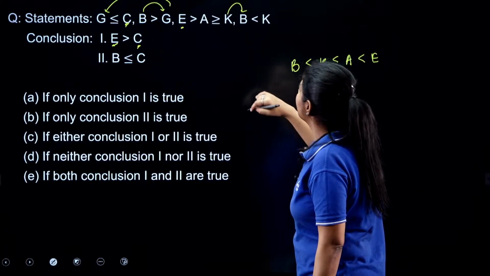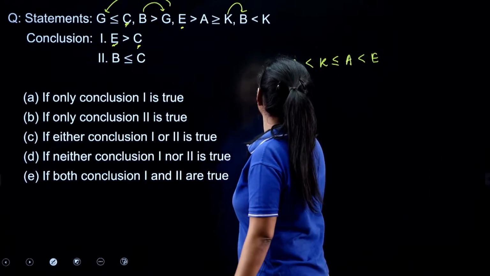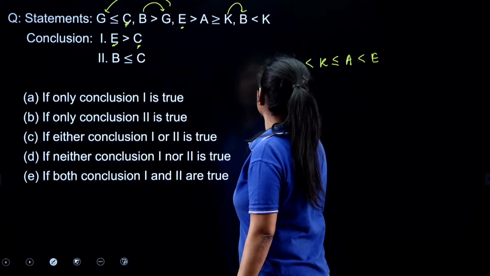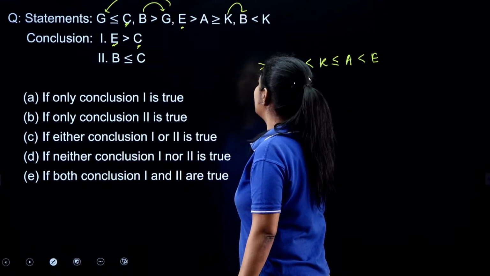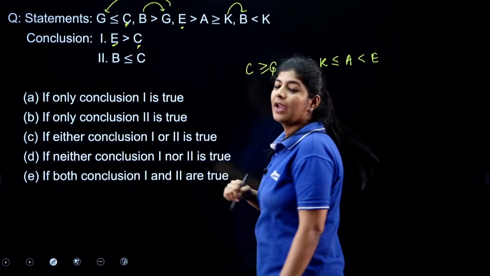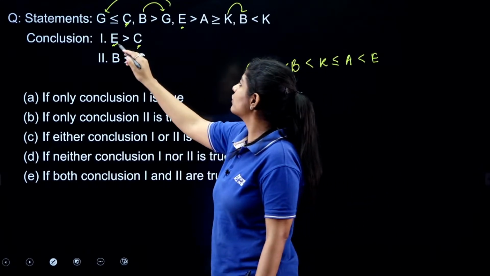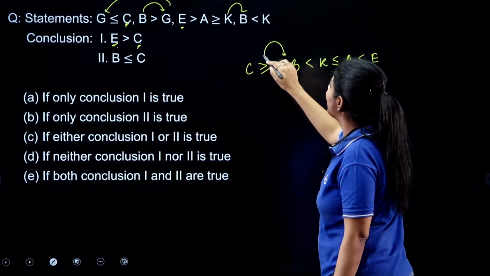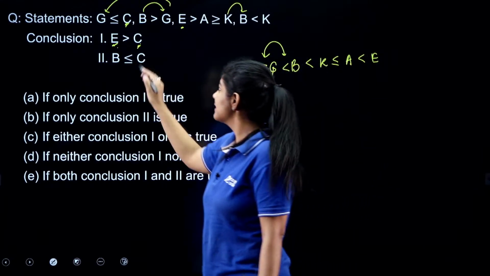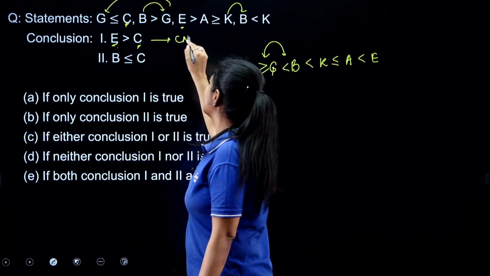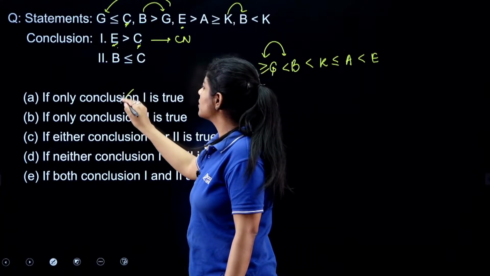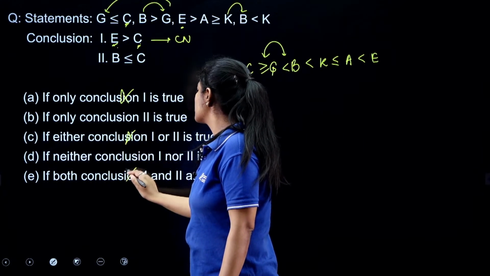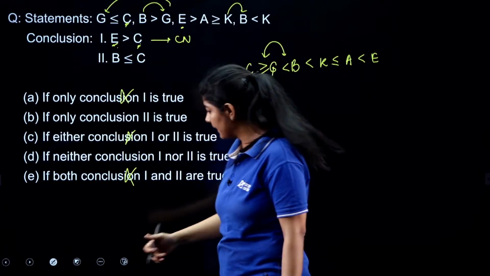Afterwards, here we need to connect this one. B is greater than G, and G is less than or equal to C. Here first we have to compare these two. As we are moving further, we got to know that we are having opposite signs. That means we can't say anything over here. If we can't say, option number A, option number C and option number E are eliminated, right?